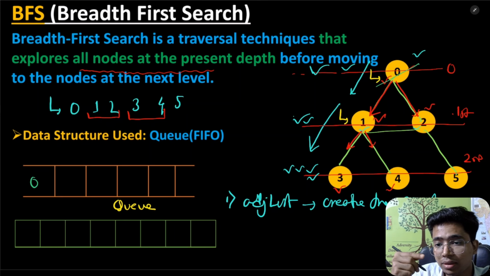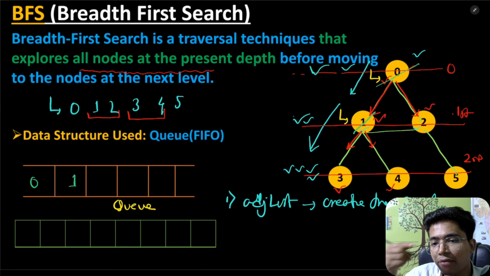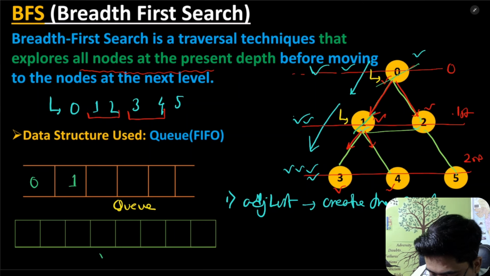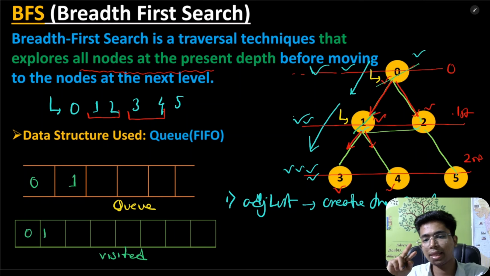For that, we need to keep track of which elements I have visited: 0, then let's say I have visited this 1. So to keep track of all the elements that I have visited, I will be using a set named visited. This is a visited set where we'll be tracking who has been visited. So that is the thing that we'll be using.